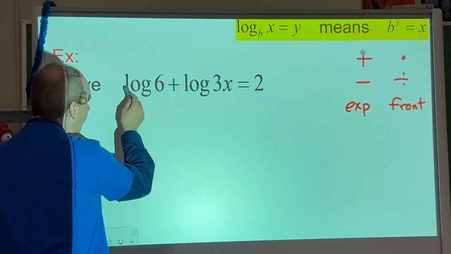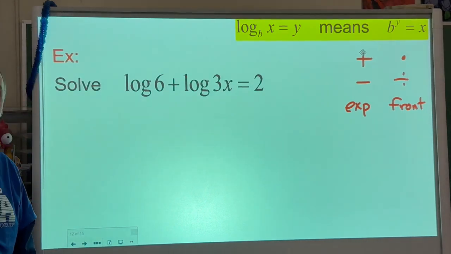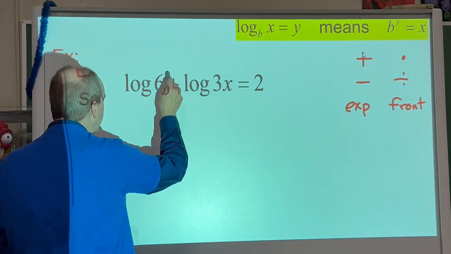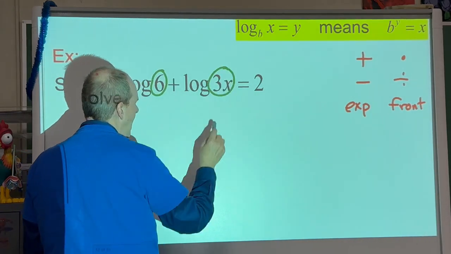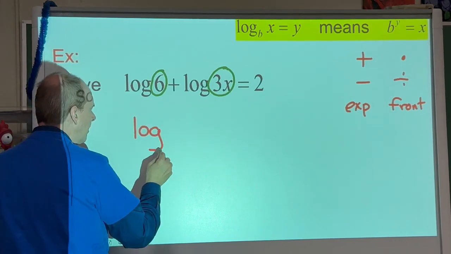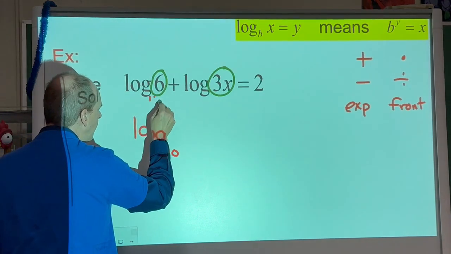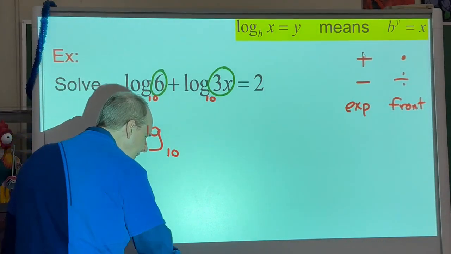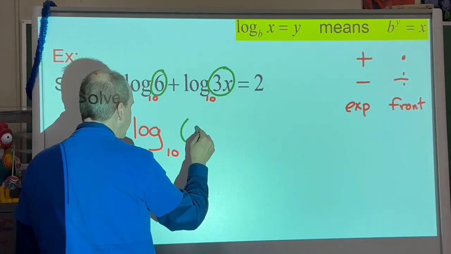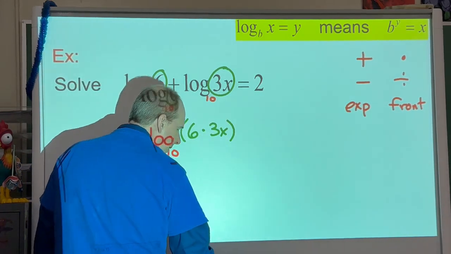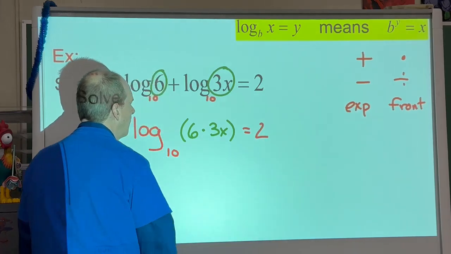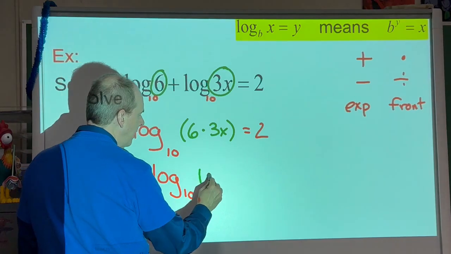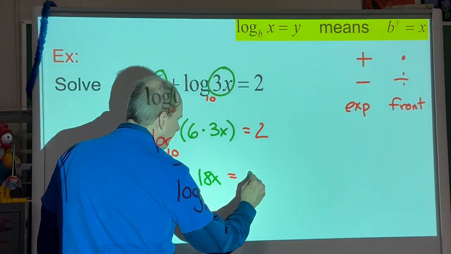We have nothing in front, no exponents to worry about, but we do have a plus sign. Plus sign tells us we're going to multiply. What are we multiplying? That times that. Log base 10, because they're both base 10, of 6 times 3x equals 2. That would be log base 10 of 18x equals 2.